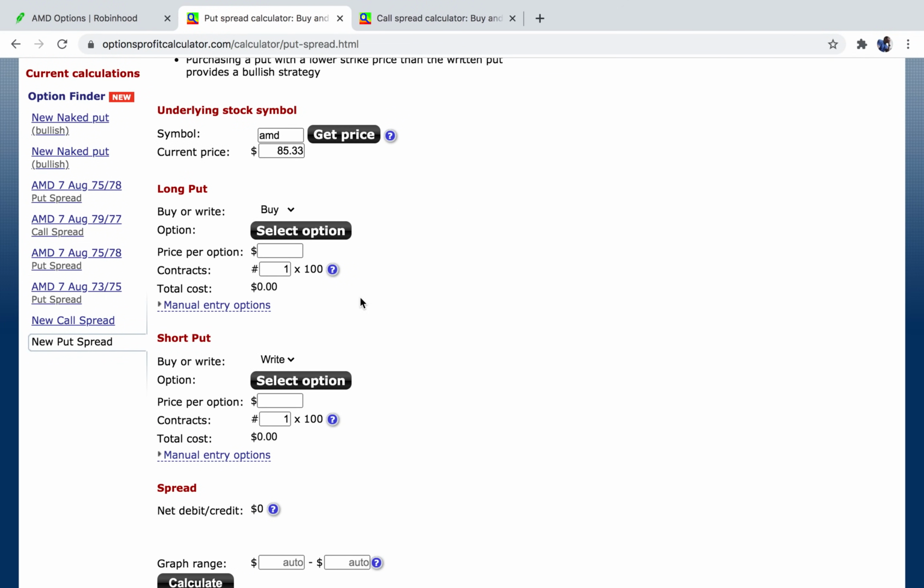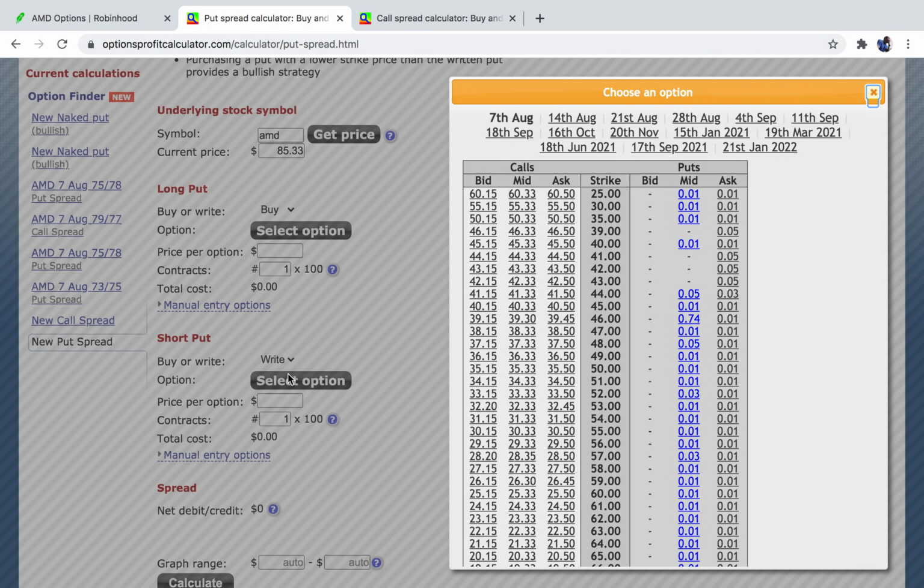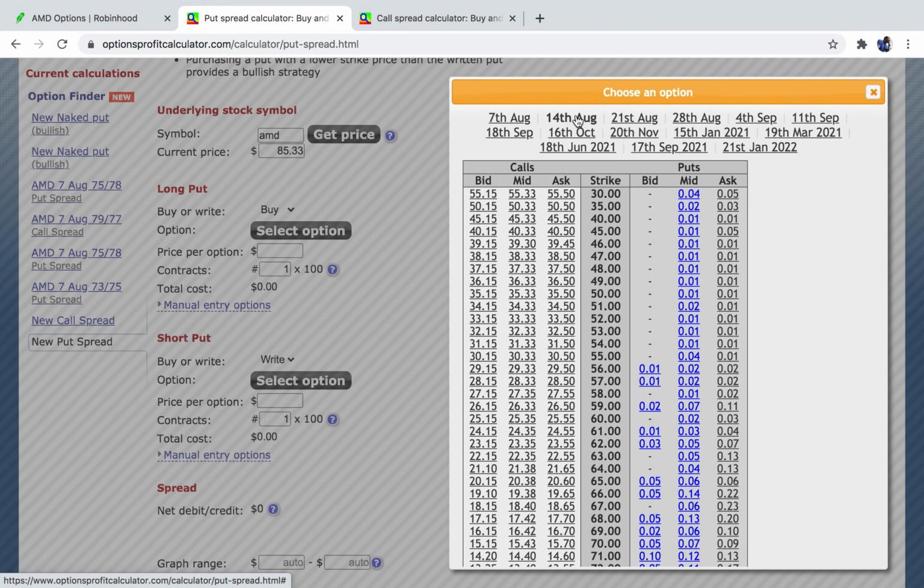And then remember, put credit spread, we're going to sell a put at a strike price, and then we're going to buy a put at a lower strike price. So let's first start off with writing or selling our put. So we're going to click on select option. Remember, you have all your expiration dates up here. Let's choose August 14th since that's a little bit farther out.